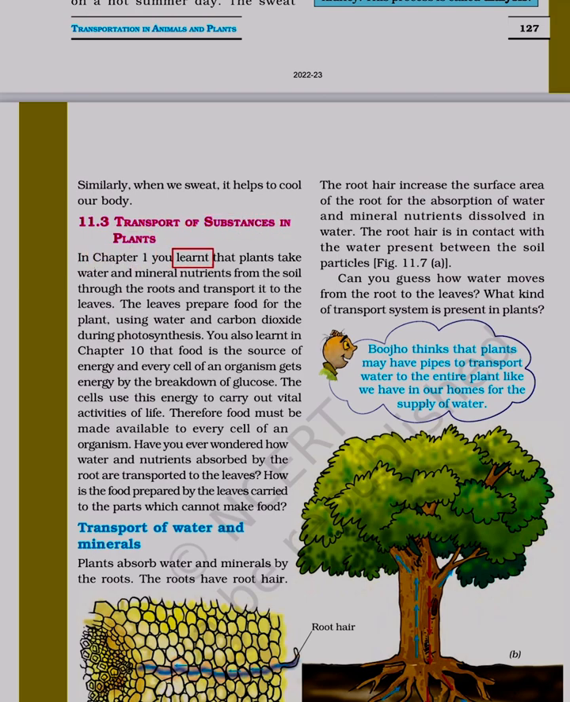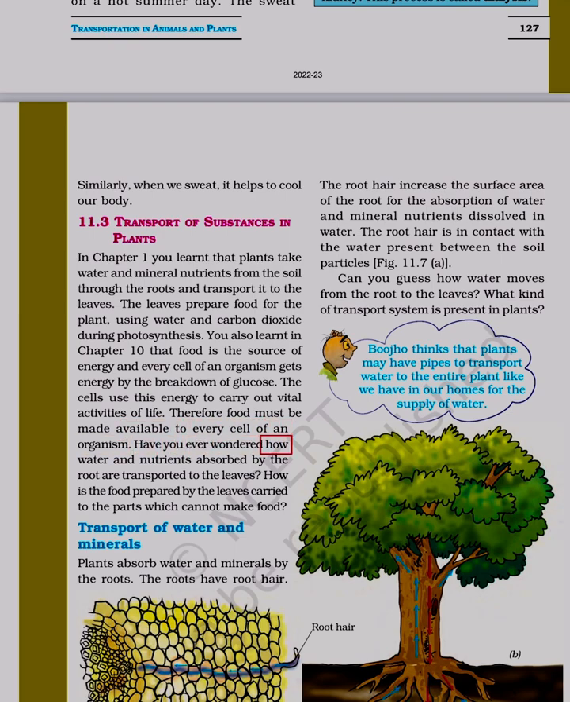In chapter 1 you learnt that plants take water and mineral nutrients from the soil through the roots and transport it to the leaves. The leaves prepare food for the plant, using water and carbon dioxide during photosynthesis. You also learnt in chapter 10 that food is the source of energy and every cell of an organism gets energy by the breakdown of glucose. The cells use this energy to carry out vital activities of life. Therefore food must be made available to every cell of an organism.